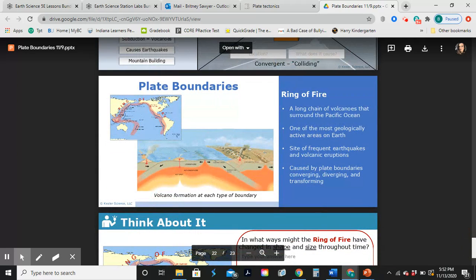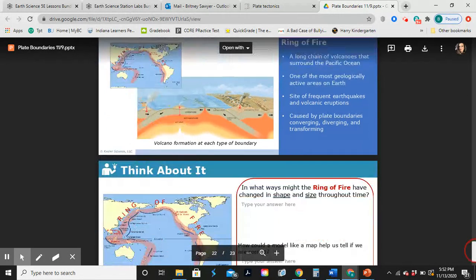The Ring of Fire, a long chain of volcanoes that surround the Pacific Ocean, is one of the most geologically active areas on Earth. It's the site of frequent earthquakes and volcanic eruptions. It's caused by plate boundaries converging, diverging, and transforming on a regular basis.